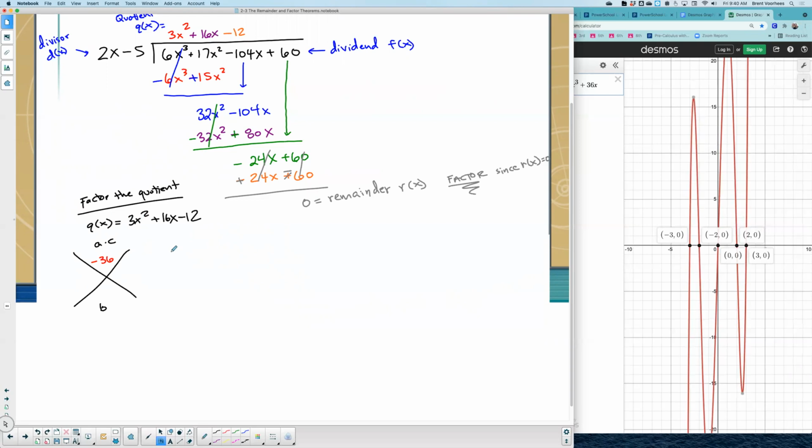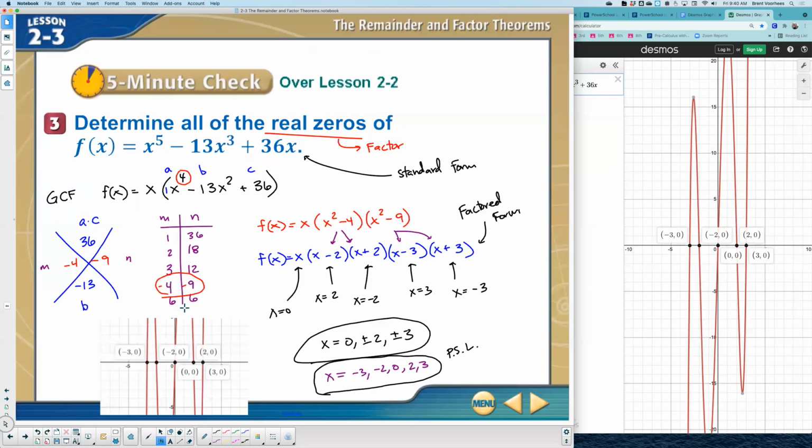-36. And my B is 16. So I'm looking for 2 numbers that multiply to be -36, but add to be 16. Don't I already have that list? I'm going to go back and copy this list.